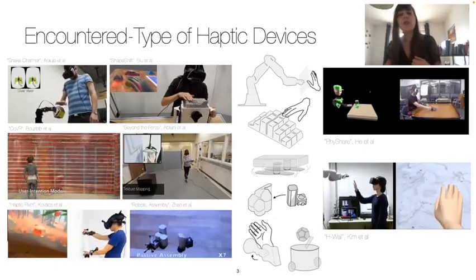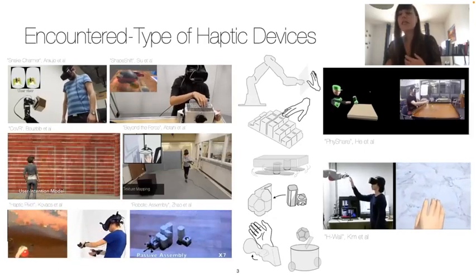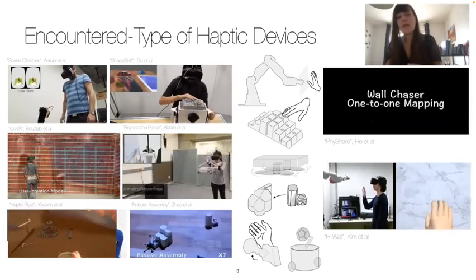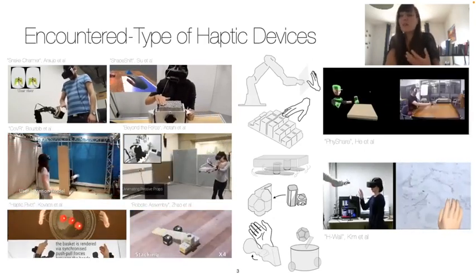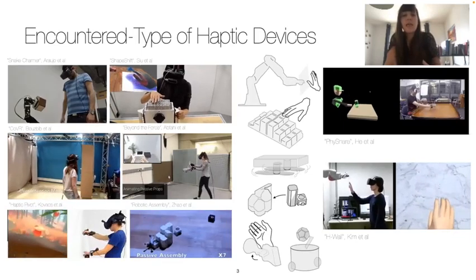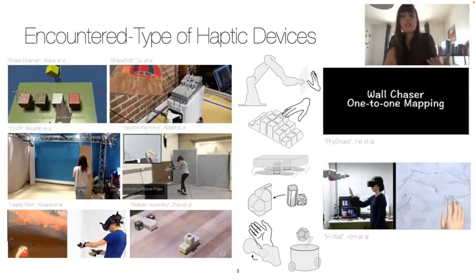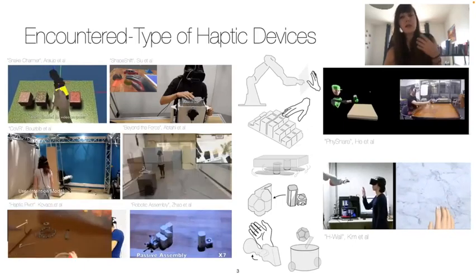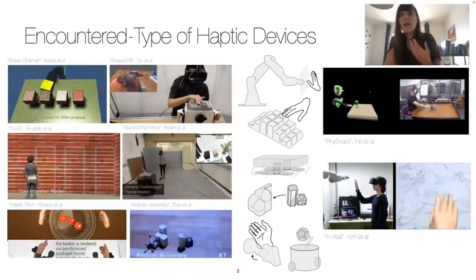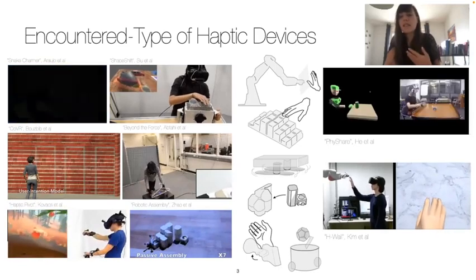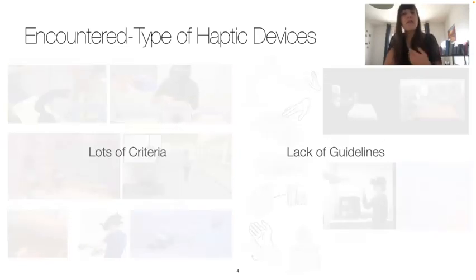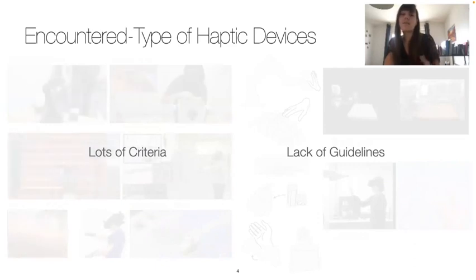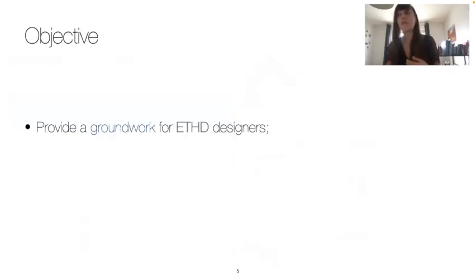We've recently seen a huge burst of ETHD designs of really various types, which I won't detail. Encountered-type haptic devices are conceptually really close to the ultimate display, and yet, while there are various implementations, they're still not deployed outside the lab. But why is that? Why are there that many designs? Why aren't these instances more deployed? Basically because there's a lot of criteria to consider to design them, many challenges, many limitations, and a lack of guidelines. The aim of this paper is therefore to provide a groundwork for ETHD designers.